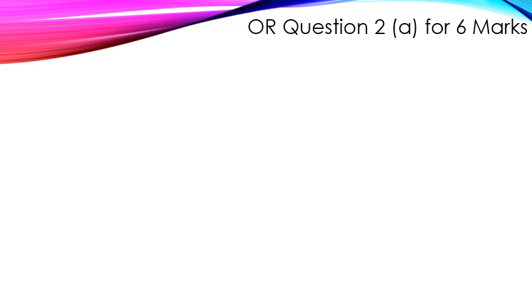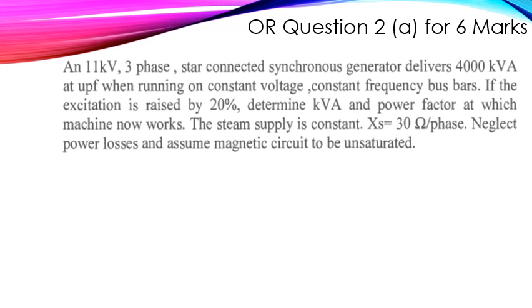The next question is question 2a, which is also for 6 marks. The question is: an 11 kilovolt 3-phase star connected synchronous generator delivers 4000 kVA at unity power factor when running on constant voltage, constant frequency bus bars. If the excitation is raised by 20%, determine the kVA and power factor at which the machine now works. The steam supply is constant and the synchronous reactance is 30 ohm per phase. Neglect power losses and assume the magnetic circuit to be unsaturated.